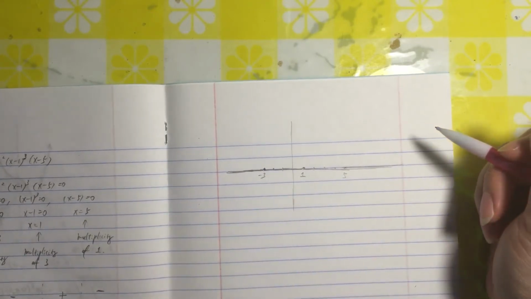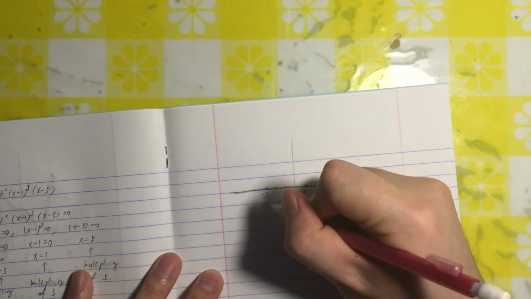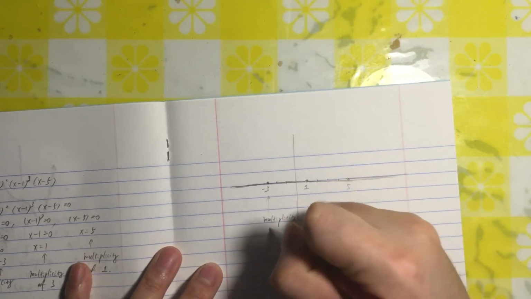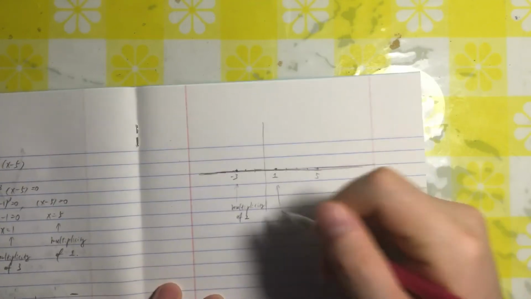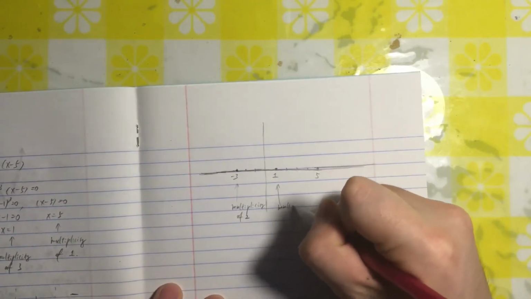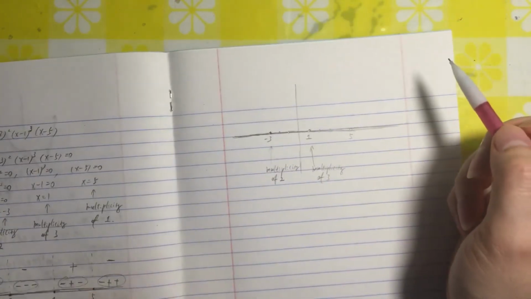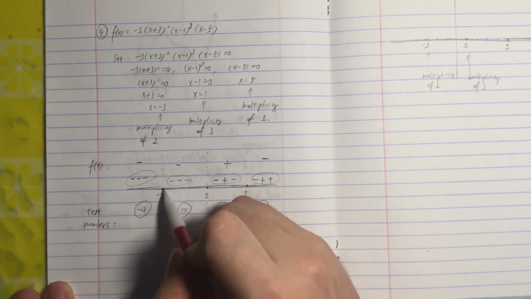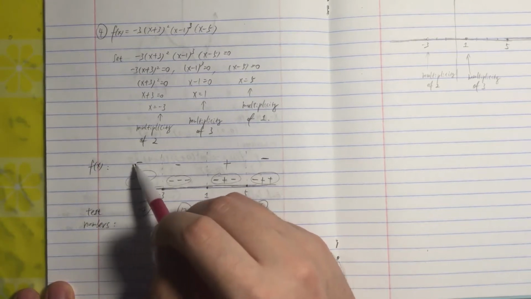Next, label the multiplicity for each zero. Negative 3 has multiplicity of 2. Number 1 has multiplicity of 3. Five has multiplicity of 1. Next, let's sketch the graph based on the positive negative signs here. When x is less than negative 3, function f is negative. If function f is negative, it means the graph goes below the x-axis.